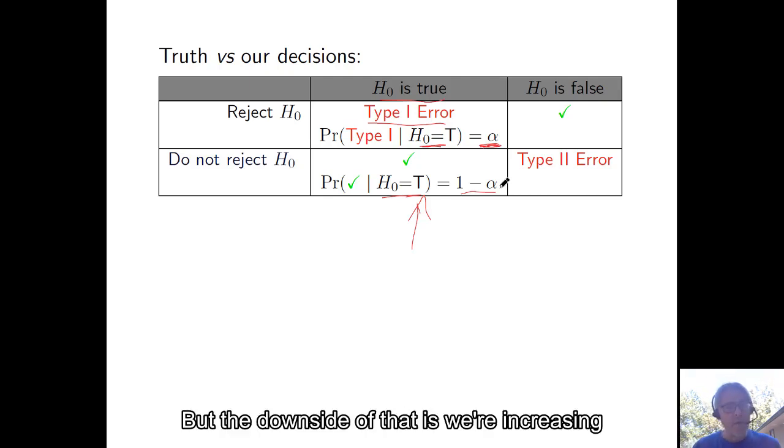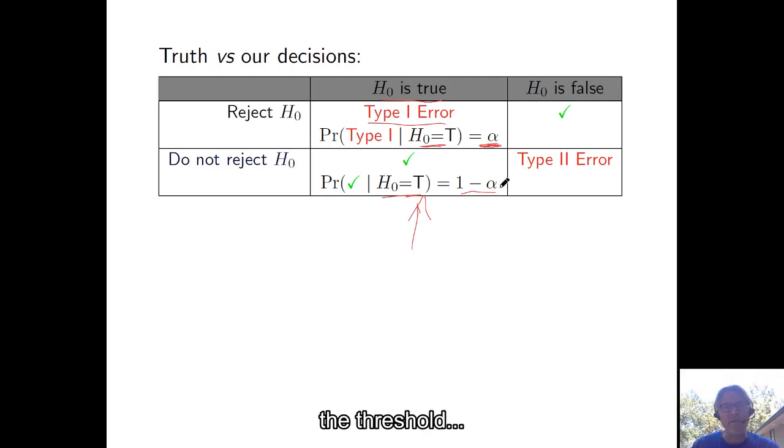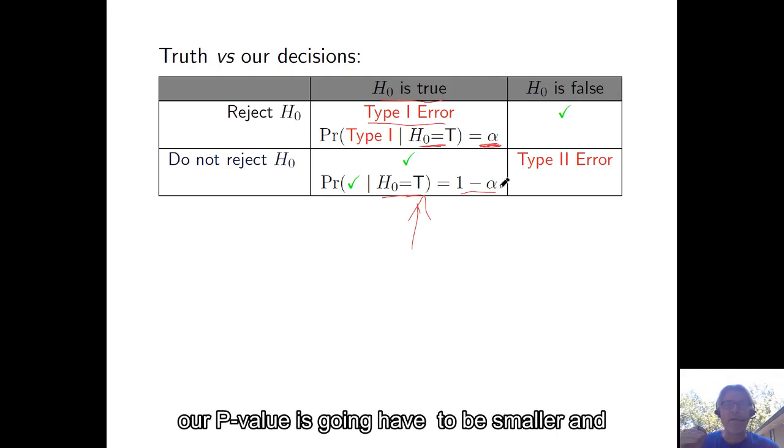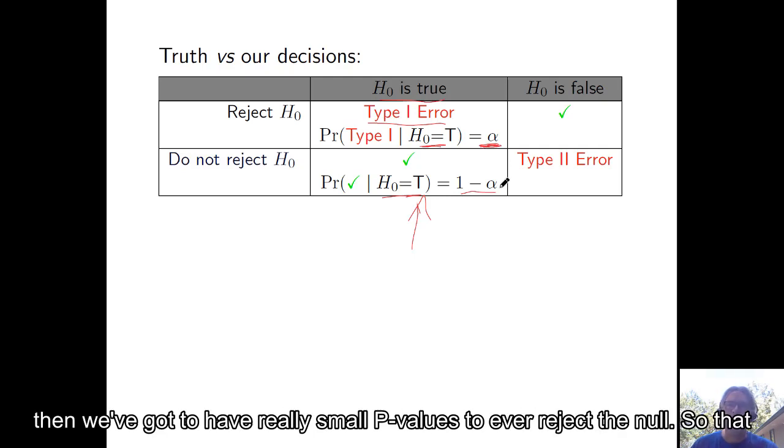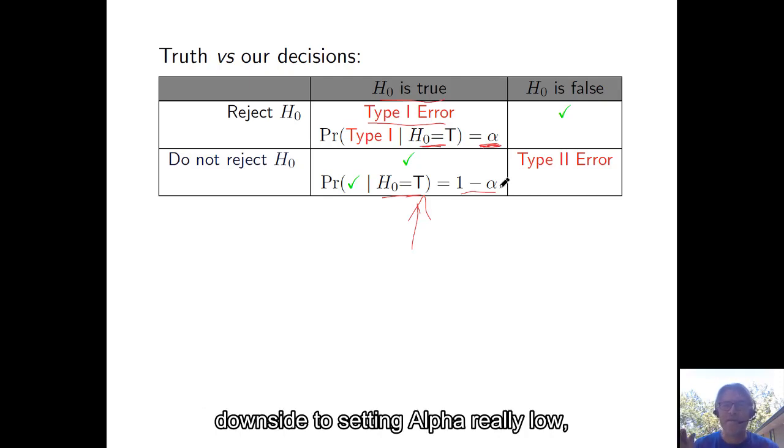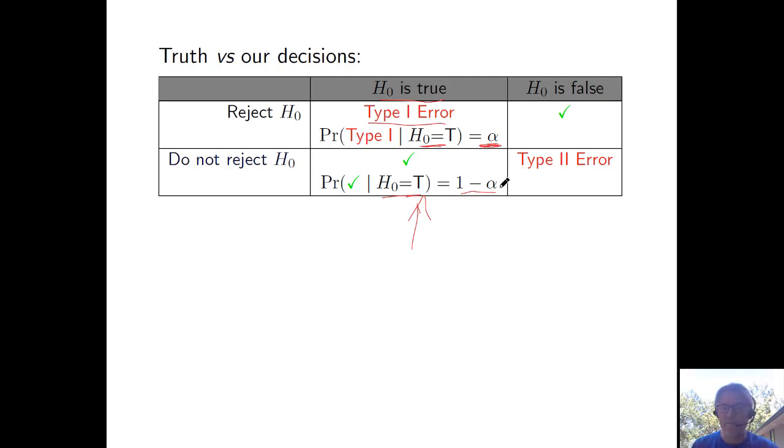Okay. But the downside of that is we're increasing the threshold. The p-value's got to be smaller and smaller. If we set alpha to 0.01, then we've got to have really small p-values to ever reject the null. So that makes it harder to reject the null. So there's a downside to setting alpha really low.